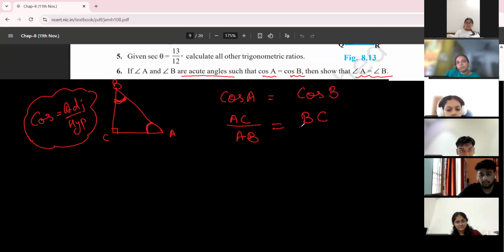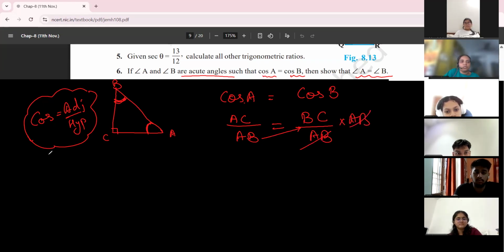And hypotenuse remains the same as AB. So when this kind of a ratio is given to you, can I say AC by AB equals BC by AB? That means AB and AB can get cut. Why? What is the mathematical operation here? Either you can think that this is being transposed, multiplied here and got cut. This way is also you could think of.